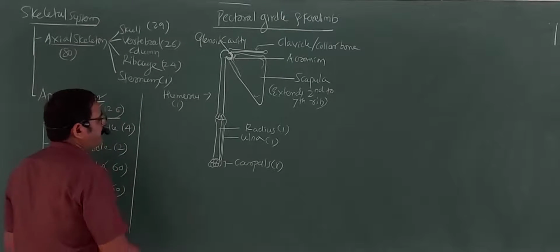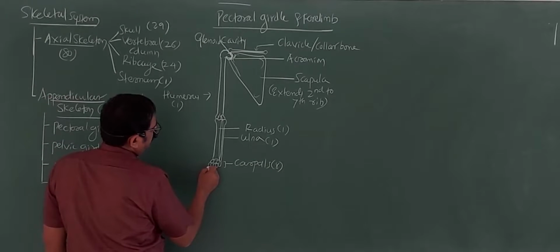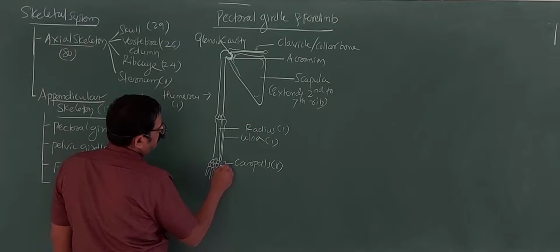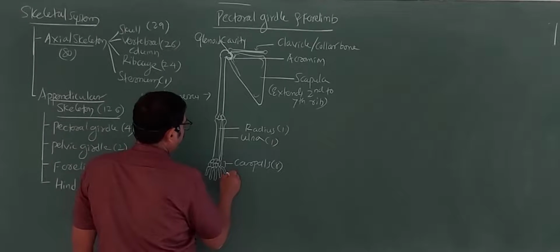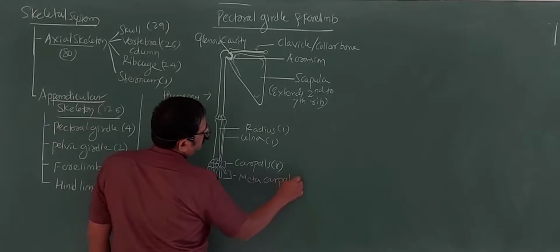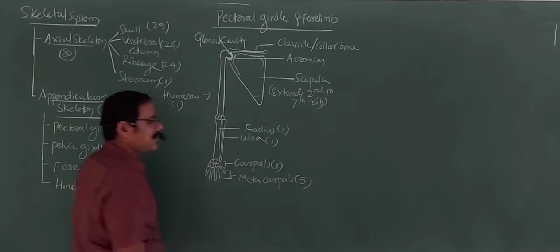Then we find the metacarpals. These are the bones of our palm: 1, 2, 3, 4, and 5. These are called the metacarpals, which are 5 in number.